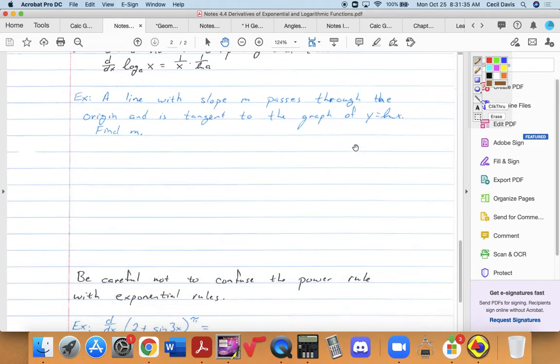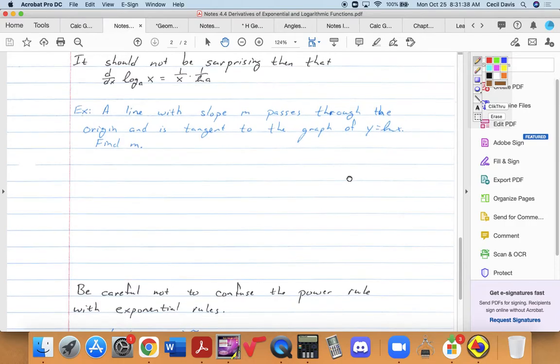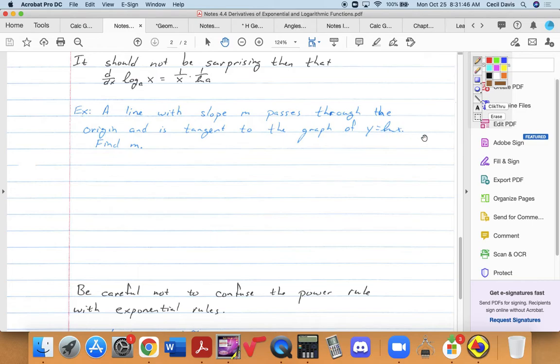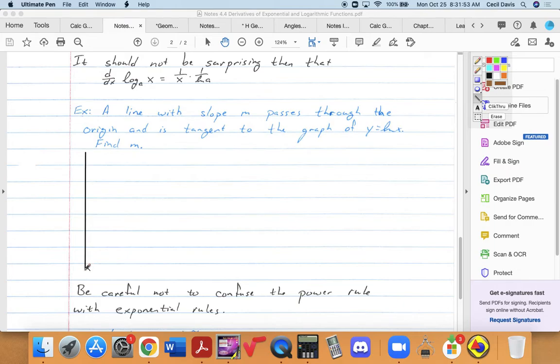All right. A line with slope m passes through the origin and is tangent to the graph of y equals natural log of x. Find m. This is a problem that your book used, and I was like, that was on an AP exam.